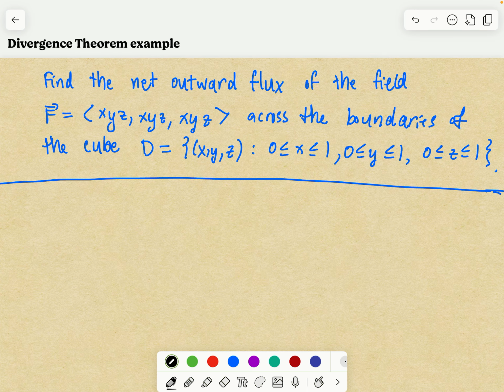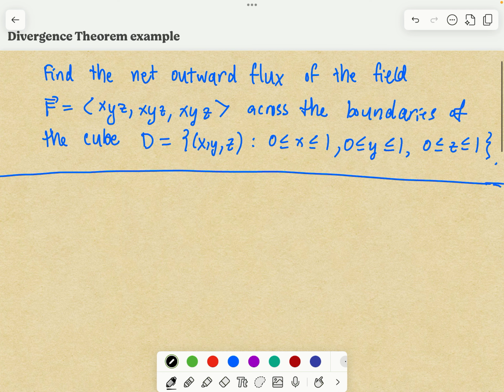In this problem, it says find the outward flux of the field F equals xyz, xyz, xyz across the boundaries of the cube. This is the unit cube. X goes from 0 to 1, and the same for y, z. So what's going on is you have this cube like this.